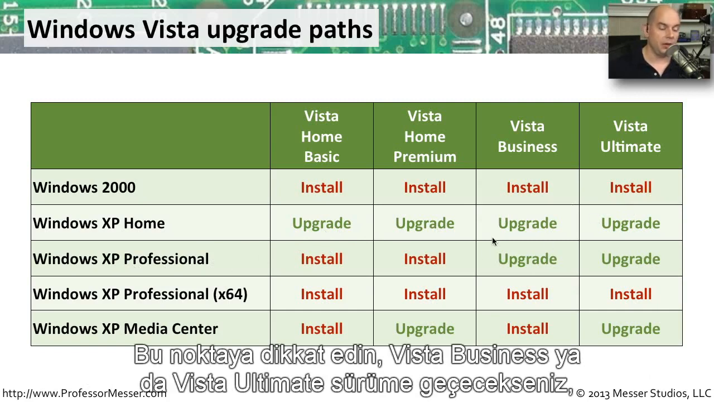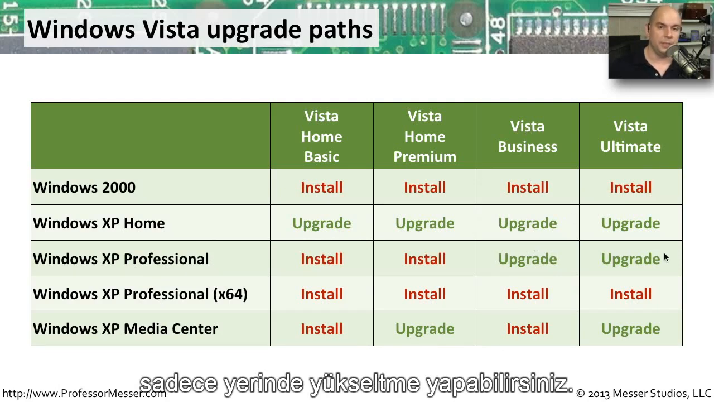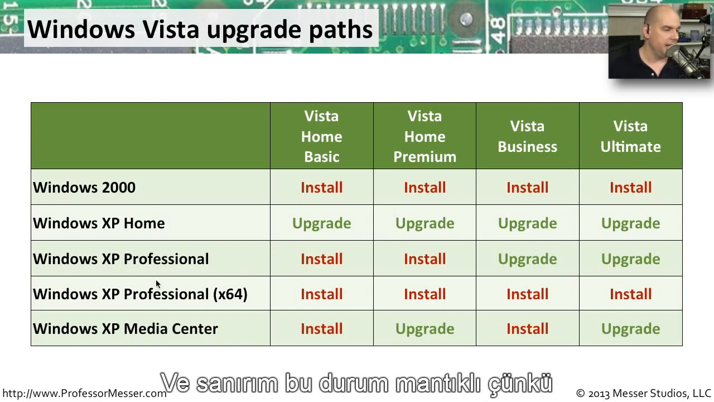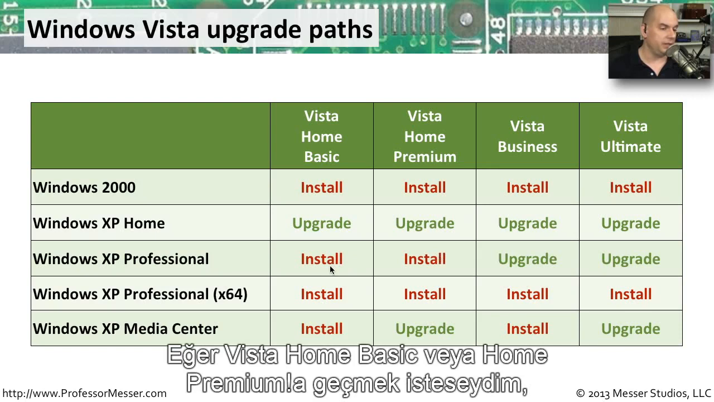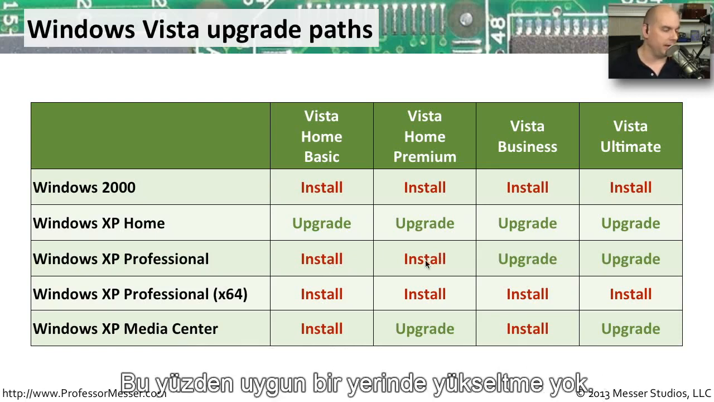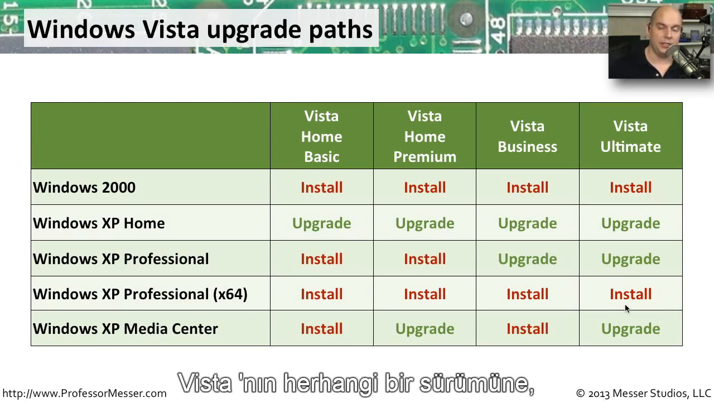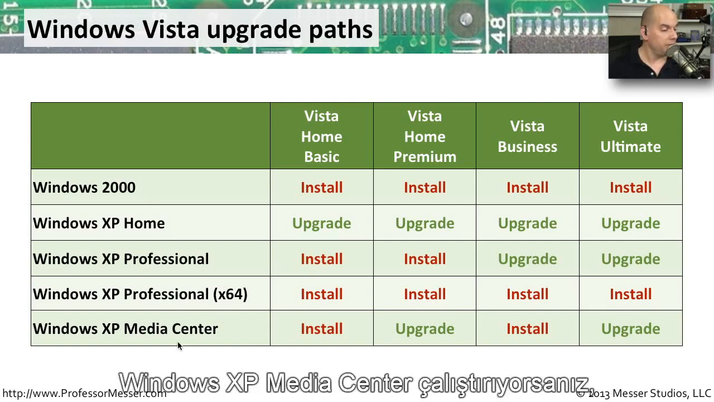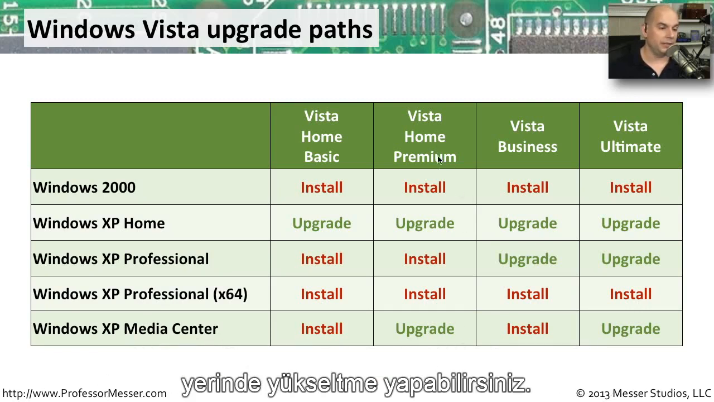XP Professional, notice, can only perform an in-place upgrade if you're going to Vista Business or Vista Ultimate. And I guess that makes sense because Vista Business is very similar to XP Professional and how people might want to use it. If you wanted to move to Vista Home Basic or Home Premium, it's almost like a downgrade, so there's not an in-place upgrade available. The Windows XP Professional 64-bit does not provide an installation upgrade path to Vista in any of these editions. And if you're running Windows XP Media Center, you can perform an in-place upgrade to Vista if you would like to run Vista Home Premium or Vista Ultimate.